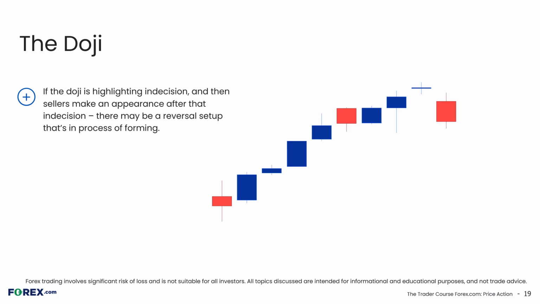If that Doji is then followed by a sell-off, we may have a formation to work with. An evening star is a 3-body formation that indicates a possible top in the market. The formation begins with a bullish trend that continued the prior trend. This is then followed by indecision, as shown by the Doji formation.